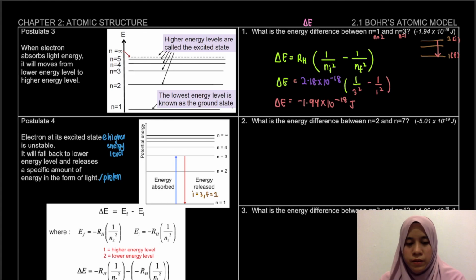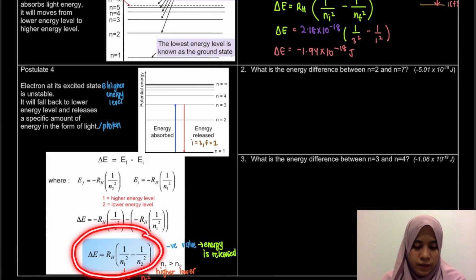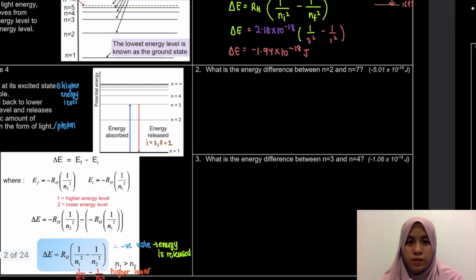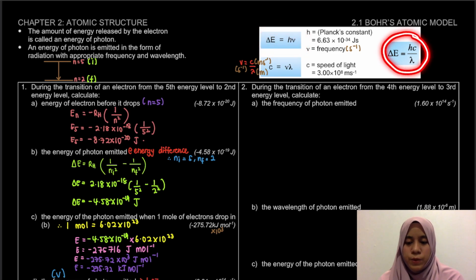Then we looked at the second formula, which is delta E. This is when the electron moves from a higher energy level to a lower energy level, it will emit a specific amount of energy in the form of light or photon, where it can be calculated. The third formula that you should be able to memorize and use in your examples is delta E equals hv, and delta E equals hc over lambda.